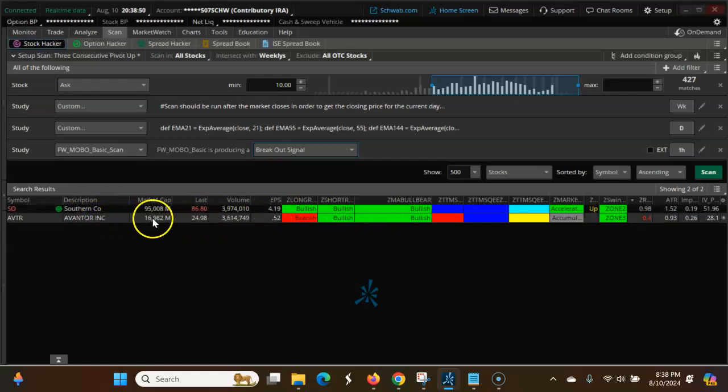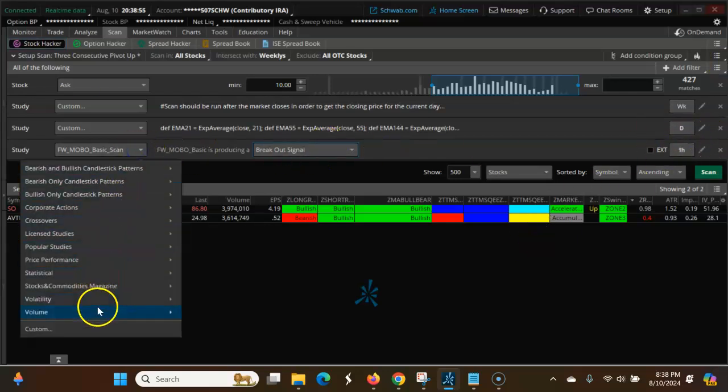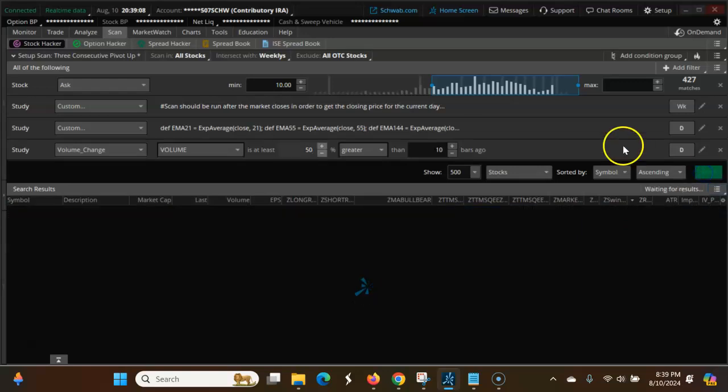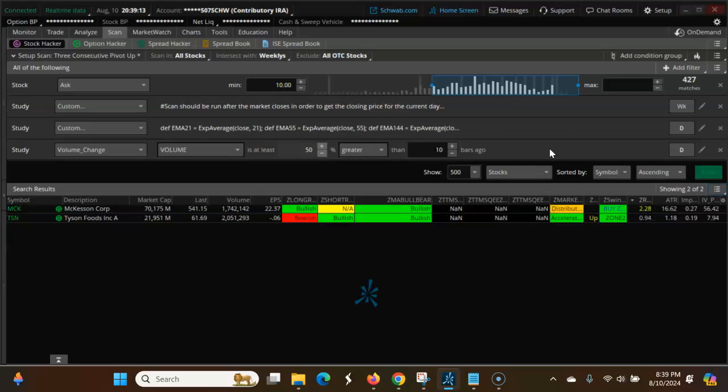also bullish. Okay, so now let's remove this. Let's add volume study. Okay, unusual volume change of maybe 50%. Okay, let's see whether we can get something. Okay, we're getting 2 of them. Okay, see the volume is high. You can see that. Okay, let's say go down to 25%.